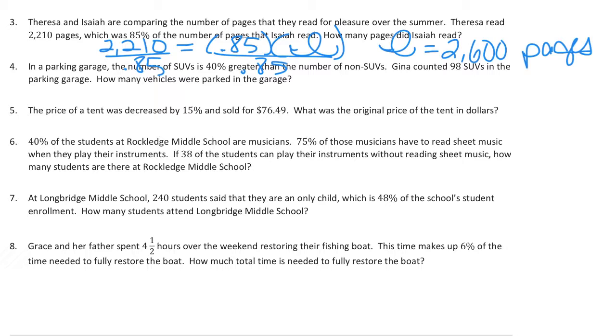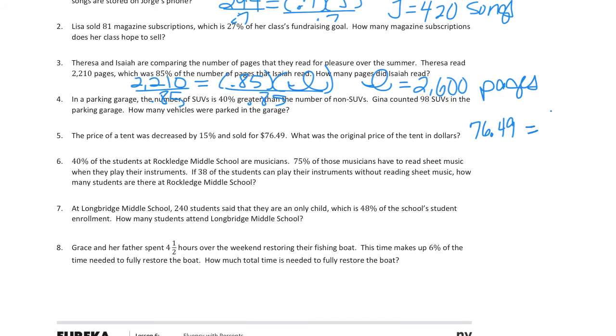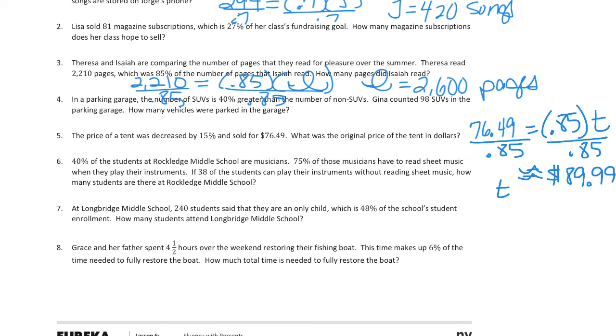So I'm going to go over here where I have a little more room, 76 49/100. That is equal to 85% of the original price for the tent. So divide both sides by 85/100. And in this, you're going to get a longer number, so you just round it off to the nearest cent. And so the original price of the tent is going to be $89.99. And that is an approximation because you did have to round off on that one.